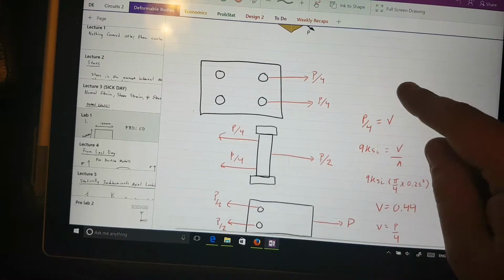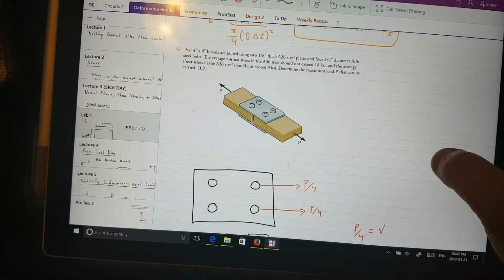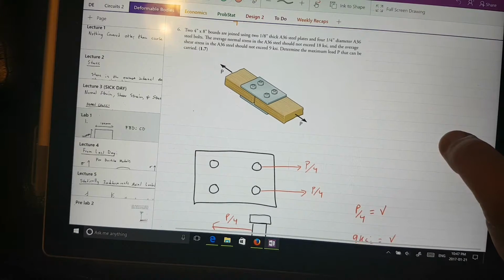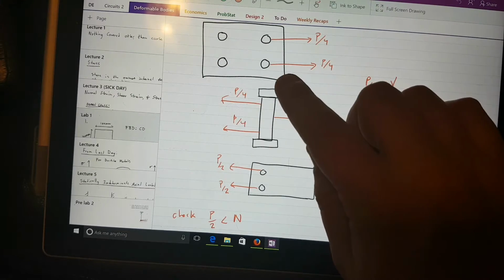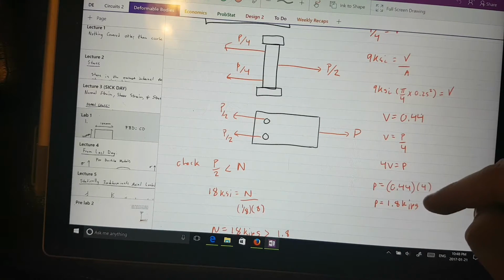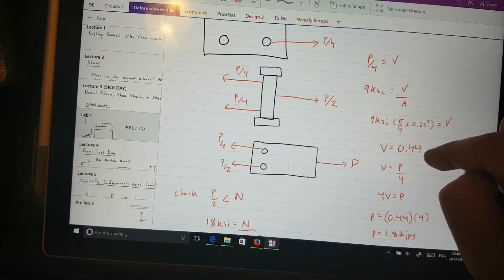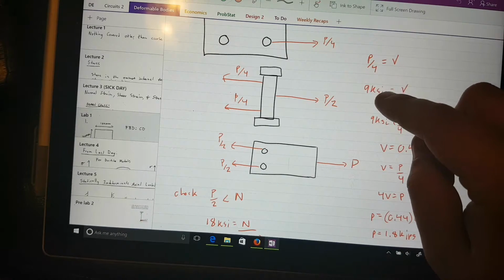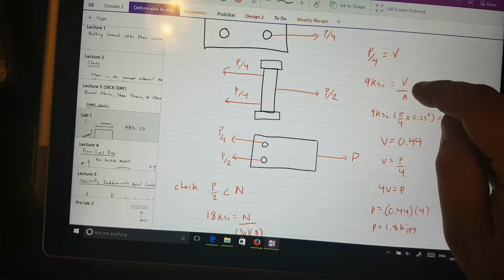And what did I get? I must have had the area. Oh, okay. Oh, I wanted the A36 diameter steel bolts. Shear stress. Okay, so I want to see there's shear stress on the bolt, and then there's going to be normal stress on the plates. So I'm going to go ahead and look at these. That's the diameter. So I'm looking at the bolt here. So that's the shear stress there. So P over 4 equals V. Right. So 9 KSI equals V over A.